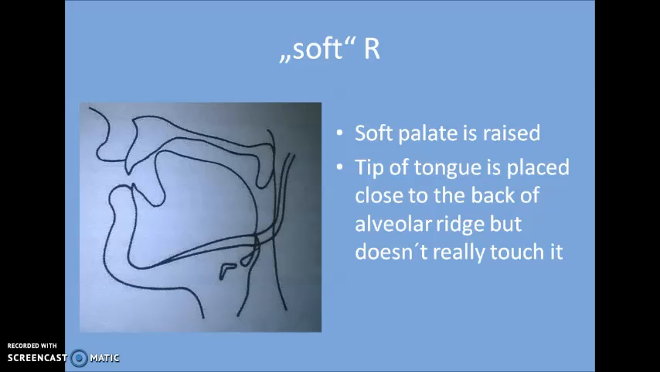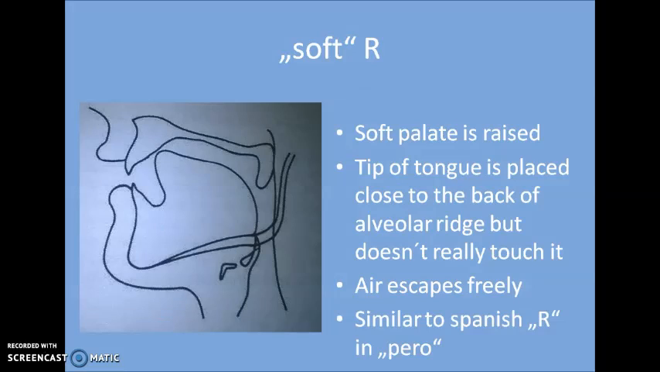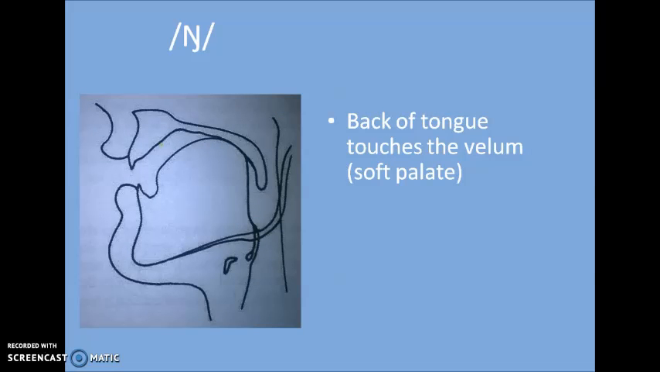Then we have the English R, the soft R, which is probably one of the most tricky English sounds in general, mostly because it's pronounced in very different ways, even by the native speakers themselves. Now, in Spanish, R is sharp, like R. In English, both single R and double R are pronounced in a soft form, with soft palate raised, the tip of tongue placed close to the back of the alveolar ridge, but not really touching it, and air escaping freely. To make things a little more complicated, sometimes the R's in letters are not pronounced at all, but replaced by schwa in words like work, or transferred, or argue. A similar sound is perhaps found in Spanish when you have only a single R in spelling in words like pero.